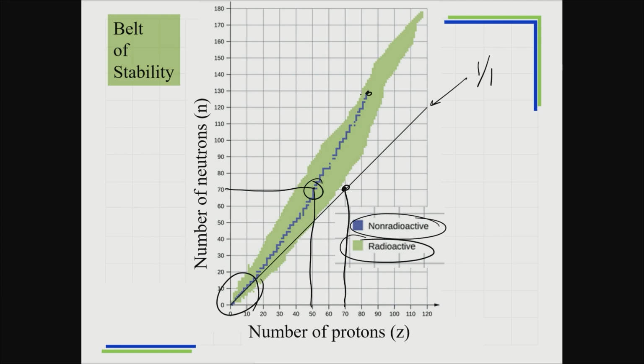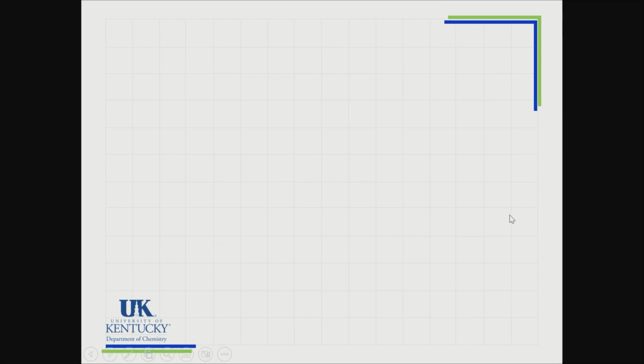When we get up to 83, there is nothing stable beyond that. Everything here does exist, but they're unstable and they will undergo radioactivity. Now the type of radioactivity they undergo depends on where it falls within that belt of stability. So if it's up here, it's got too many neutrons. If it's down here, it's got too many protons, and it will undergo different types of radioactivity depending upon that ratio. All right, so that is why we undergo radioactivity.